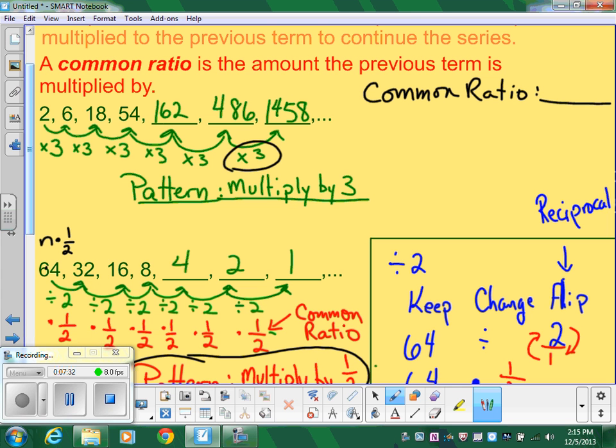This time it's 3. And so if we were to set up our rule, once again, take your previous term, which is represented by n, and multiply it by your common ratio, which in this case is 3. If we put that into an algebraic expression in proper format, we now have 3n.